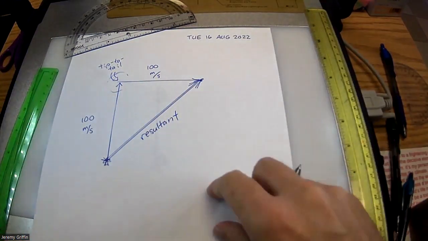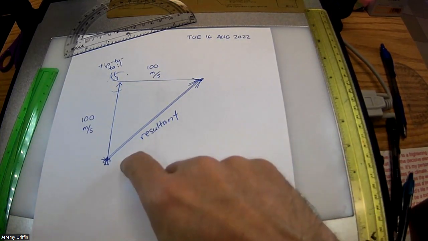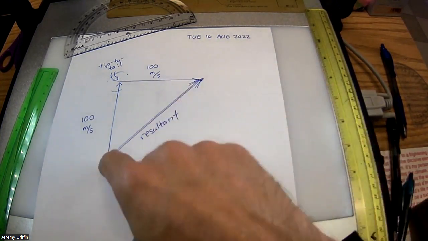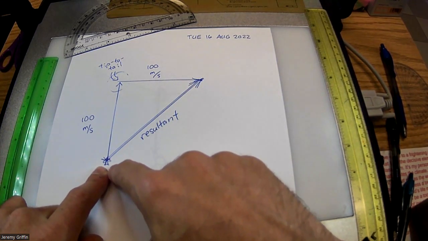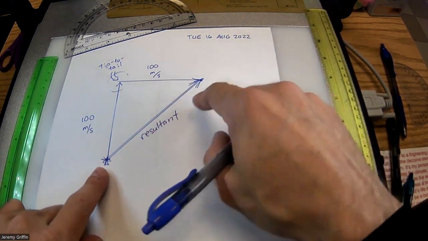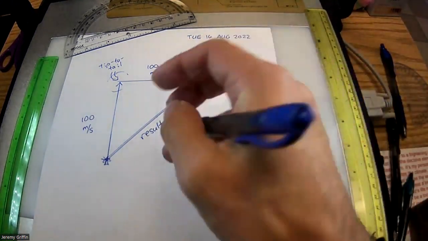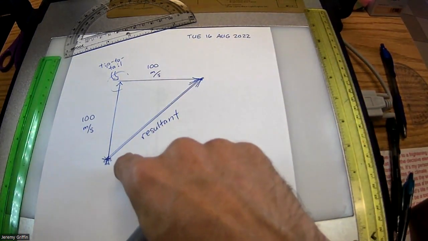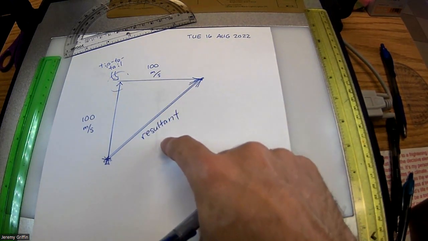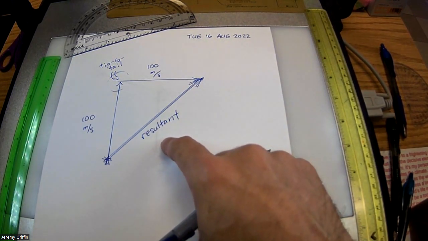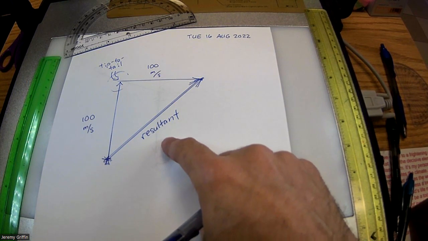And the resultant can tell you two things. It can tell you the magnitude of the velocity of the plane relative to the ground, that's to say the speed of the shadow across the ground, and also the direction. Okay? So let's get both of those. I bet you guys can tell me, how fast is the plane shadow moving across the ground? And it's not 100 meters per second. It's what? Who knows?